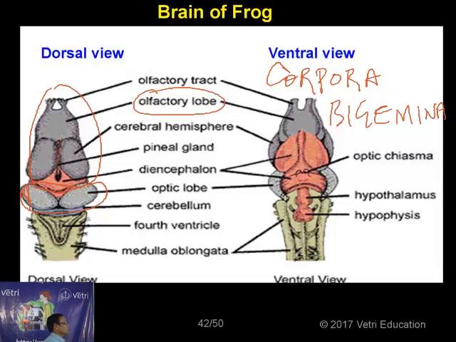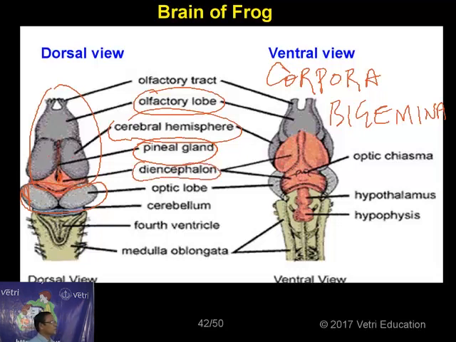Now this is what we have, the cerebral hemisphere. Then we have a diencephalon, medial one. In the center of the diencephalon, we have the pineal gland. Now this is the 3rd part of the forebrain: olfactory lobe, cerebral hemispheres, then diencephalon. In the middle of the diencephalon, we have one gland, called the pineal gland, producing a hormone called melatonin. This is also an endocrine gland.